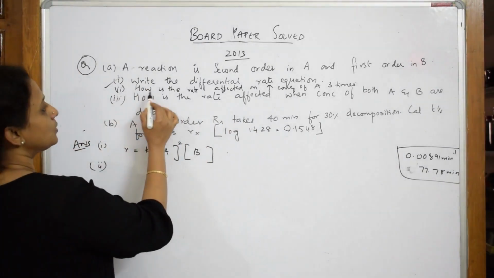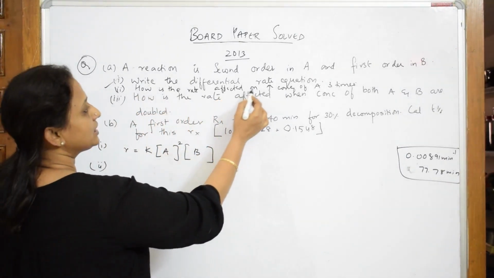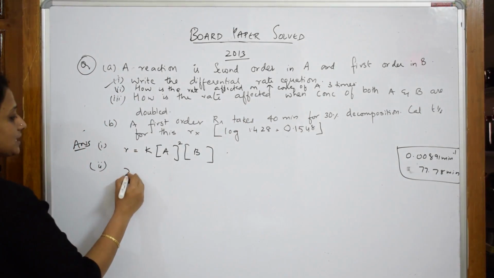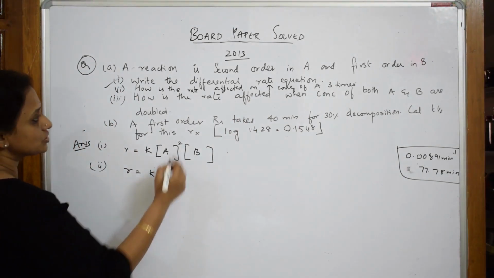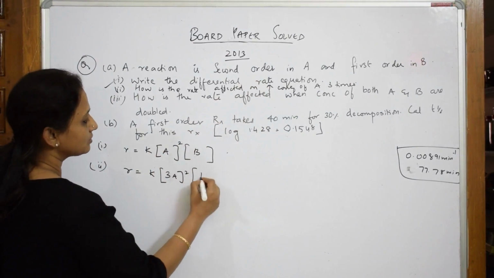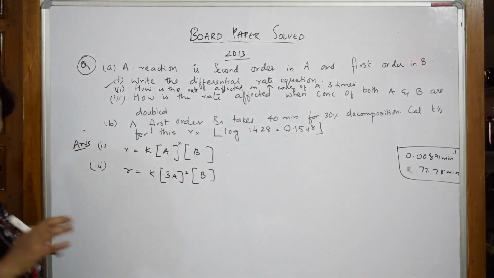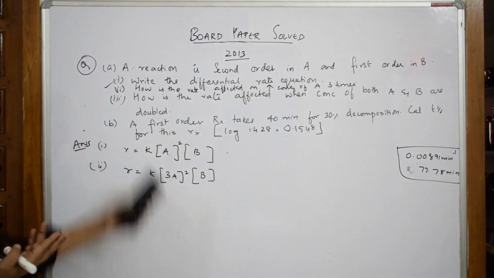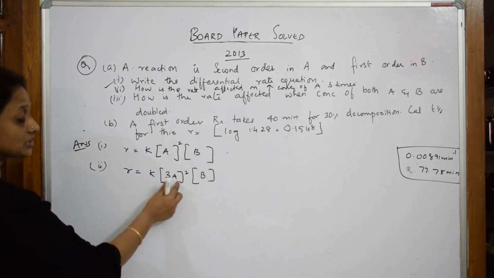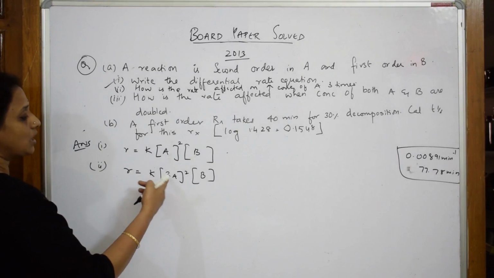What did they ask me? How is the rate affected on increasing the concentration of A 3 times? Now, in the same reaction, they are increasing the concentration of A 3 times. So this becomes (3A) squared into B, correct? Now, what will happen to the rate if this concentration has become 3 times? So how do you write this?